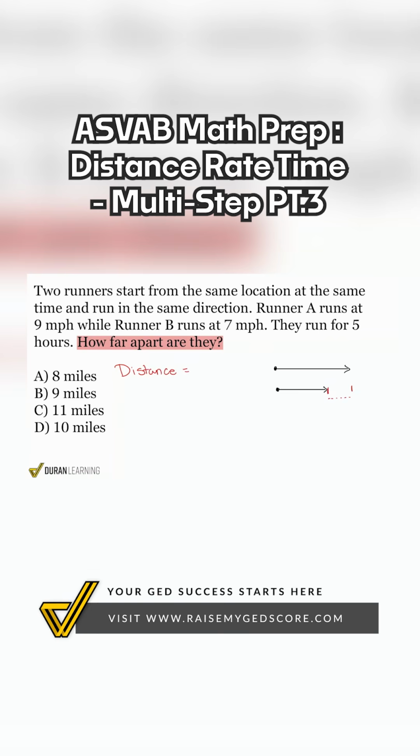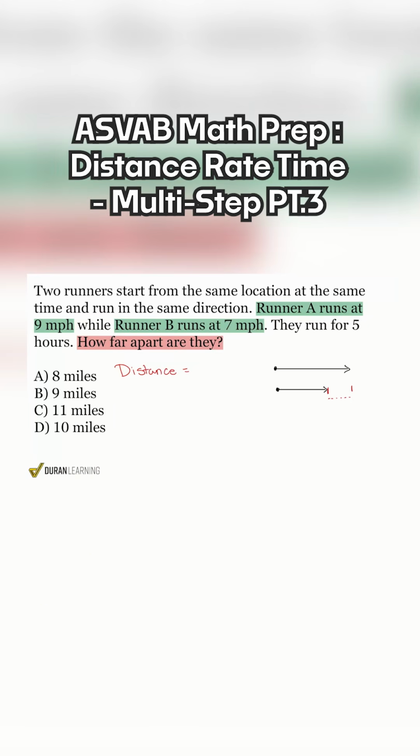So with that said, if we wanted to take those rates that we're going to be given here, runner A running at 9 miles an hour, runner B at 7 miles an hour, what do we do with those rates again? The first rate, 9 miles an hour. Second rate, 7 miles per hour. And we will subtract. Exactly. We subtract because, again, same direction.